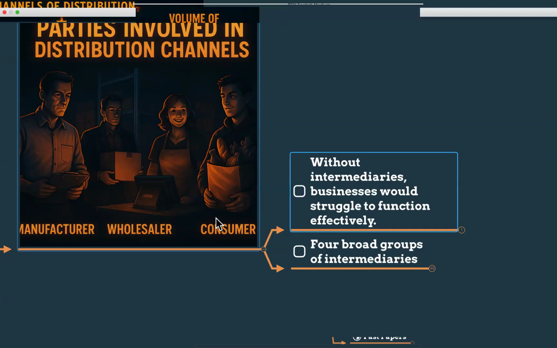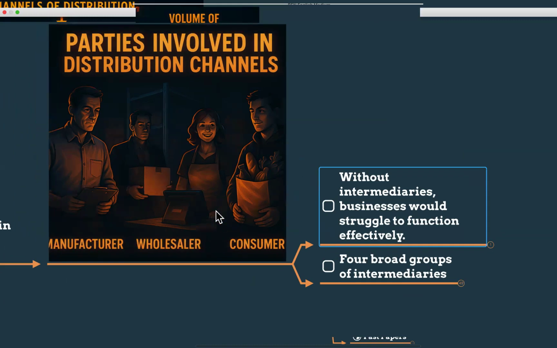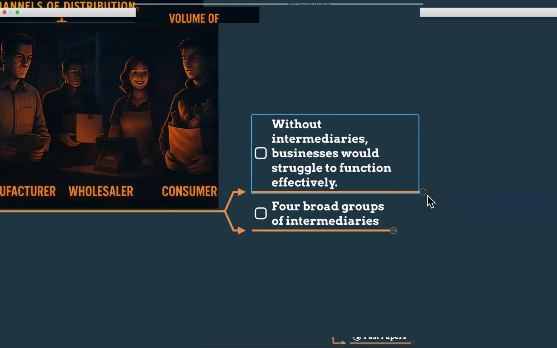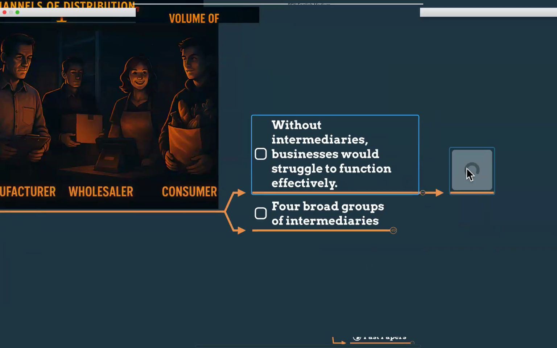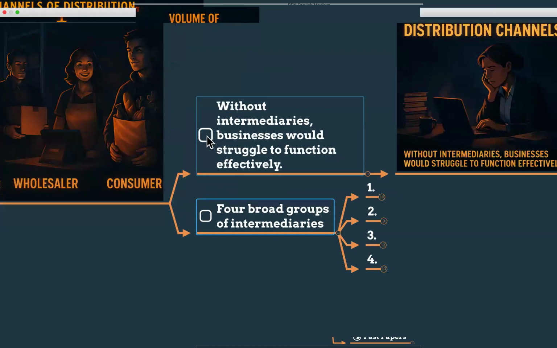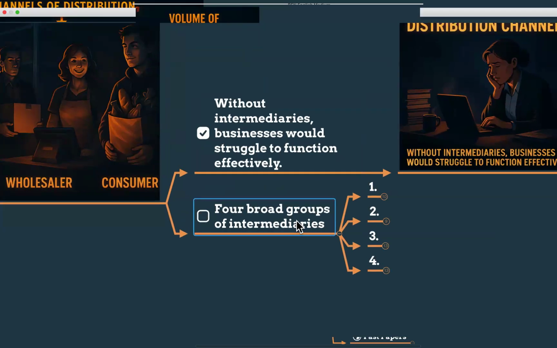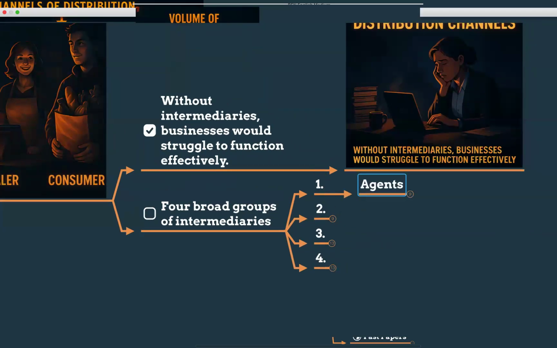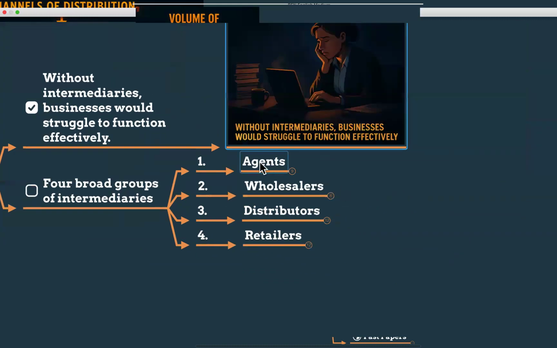Like different players in a cricket team, each with a specific role. Without these intermediaries, imagine if every person had to go to every factory to buy products, what will happen? These intermediaries make modern commerce, modern trade, possible. Without intermediaries, businesses would struggle to function effectively, right? And there are four broad groups of intermediaries as per your syllabus: agents, wholesalers, distributors, and retailers.